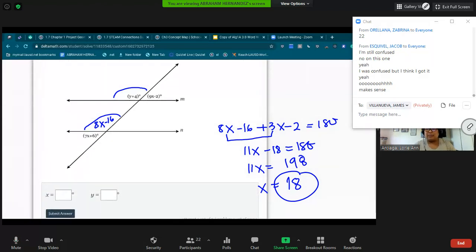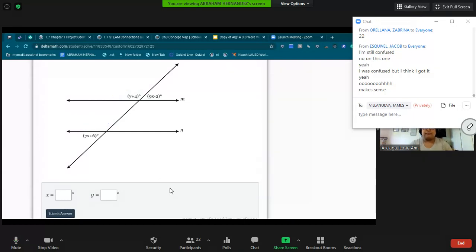Next one. Let me clear the ink. All right. Let's try this. So which ones are directly related to each other? Can you find two things that we can make equal? What two things can you make equal?